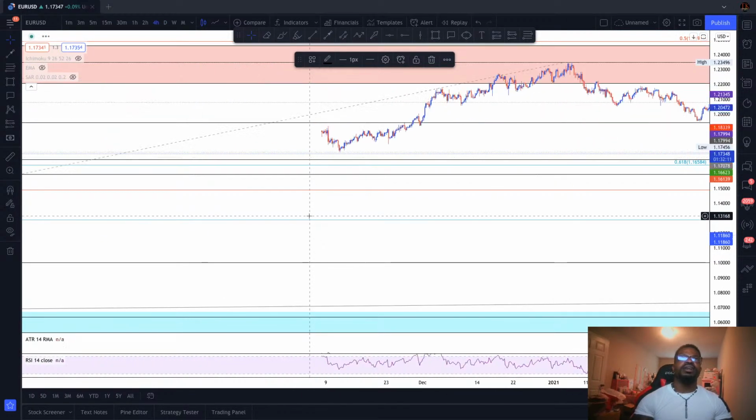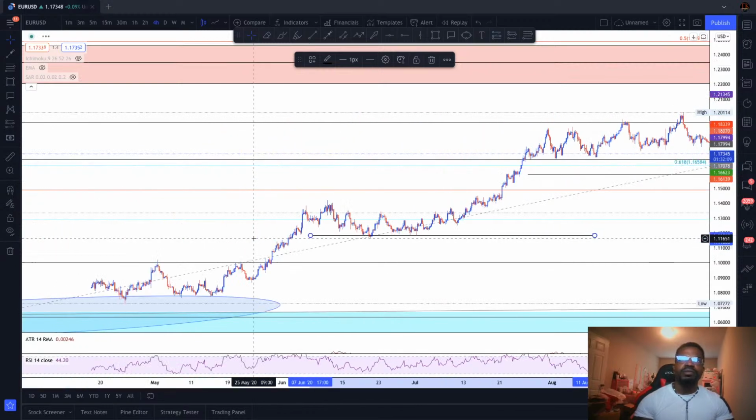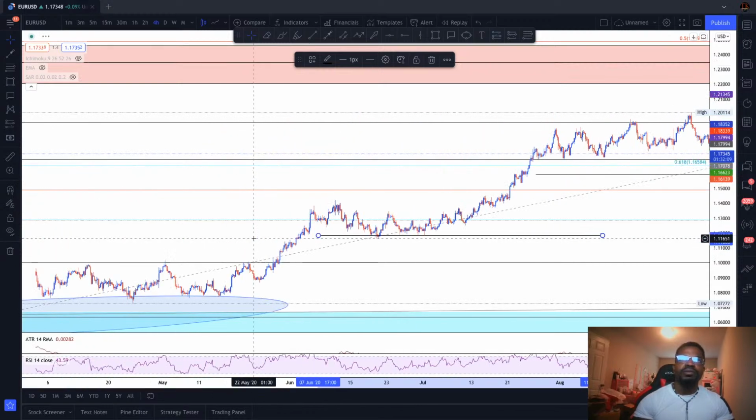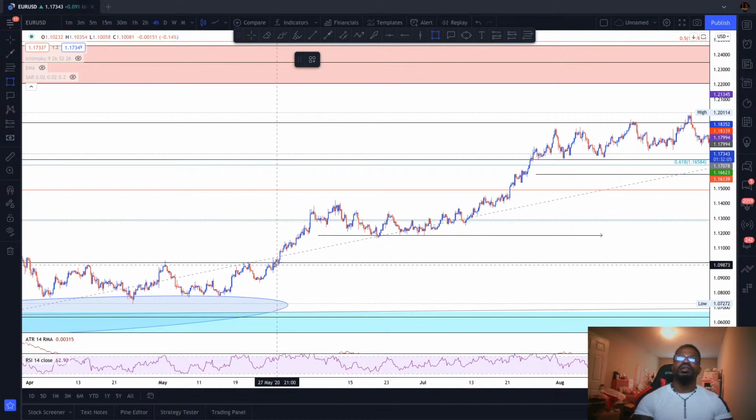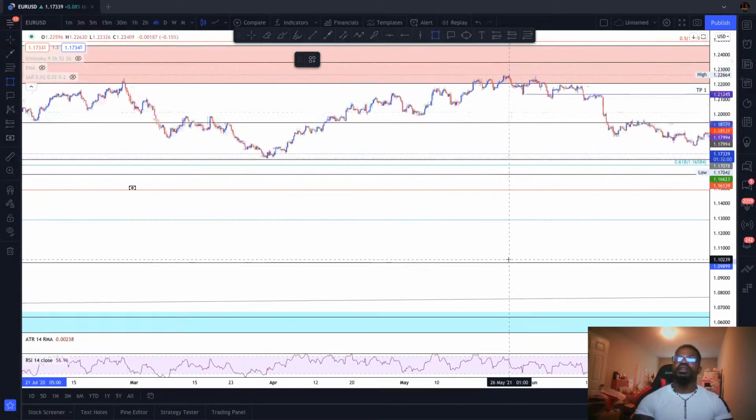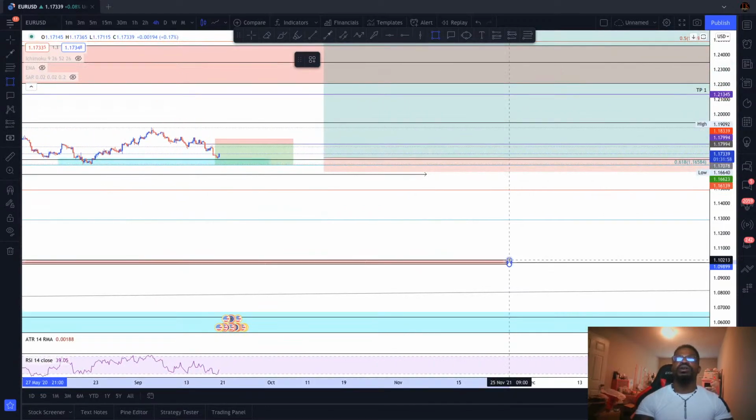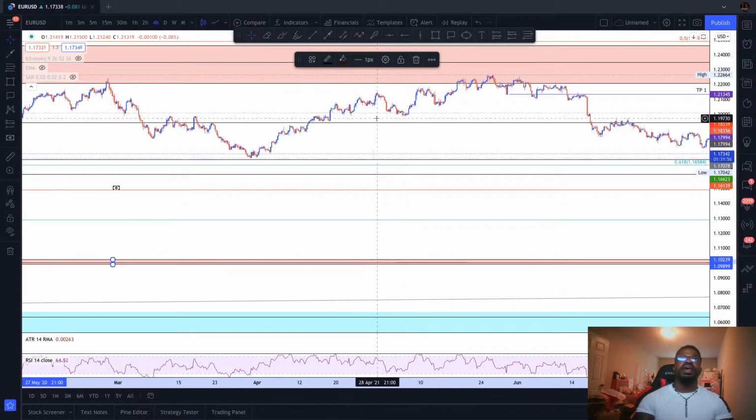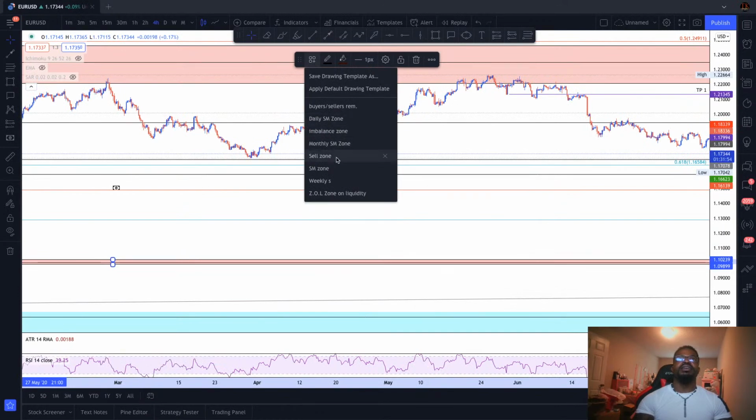Looking at that area with all those stop losses underneath it, to be traded through, not to. And again, this is a just in case.